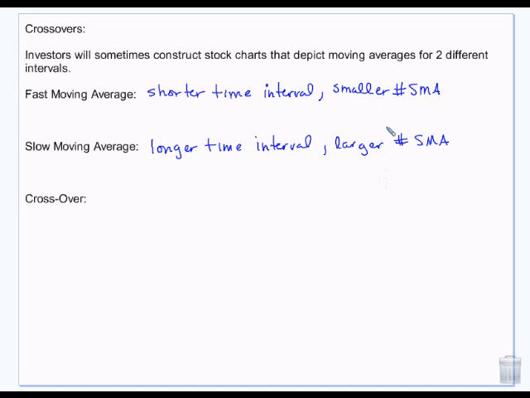So they take these two time intervals, right? They might compare a 3-day and a 5-day, or a 5-day and a 10-day, but they make these comparisons. They chart them. They graph them on the same axes so that they're together, so that you can look at the picture and you're seeing both of them at the same time and you can compare. And what occurs is a crossover.